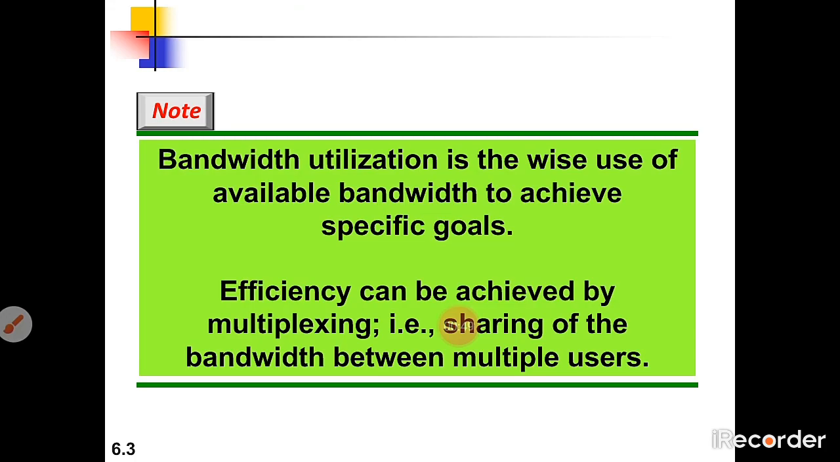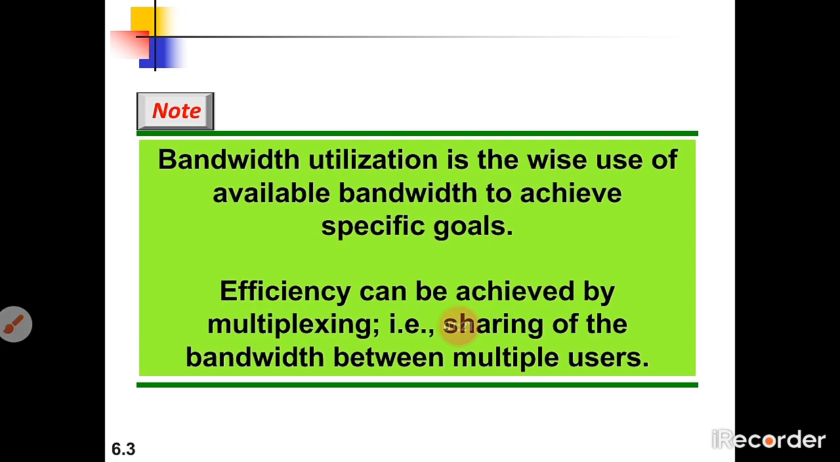Whenever the bandwidth of the link is greater than the bandwidth needed for the devices which are connected through the link, at that time the bandwidth is simply wasted. So to efficiently utilize that bandwidth, we have to share the bandwidth of the link between multiple users. How can we share the bandwidth of the link? By using the two techniques I already mentioned: the multiplexing technique and the spreading technique.